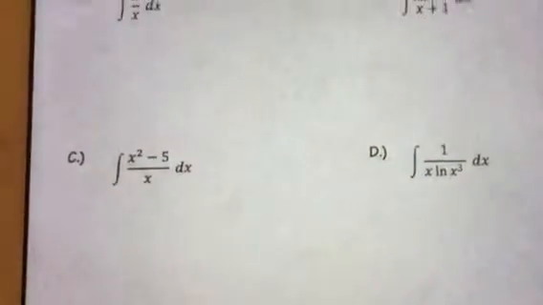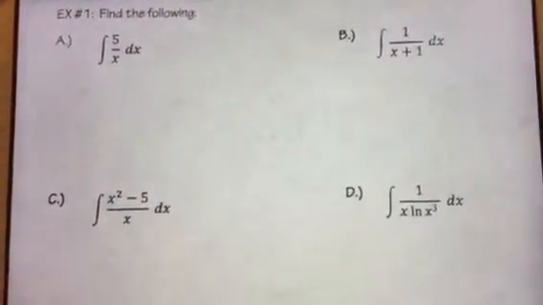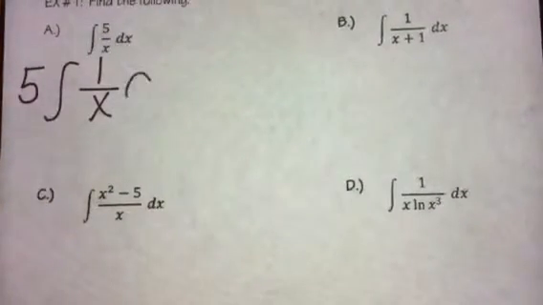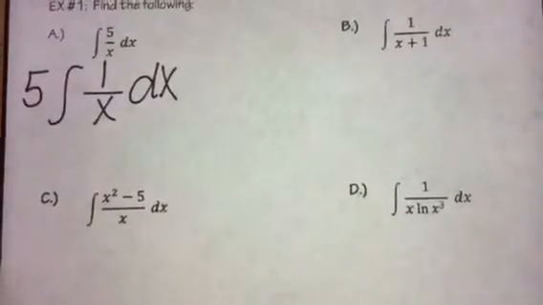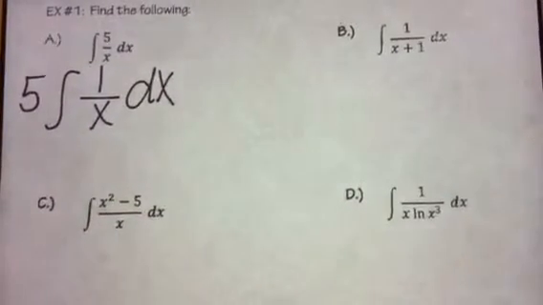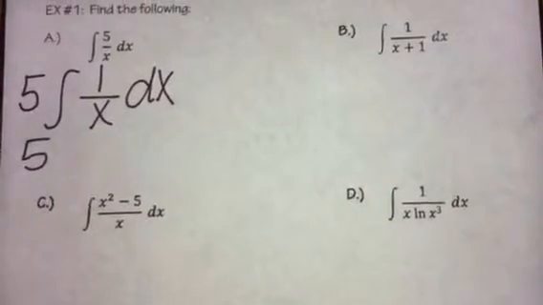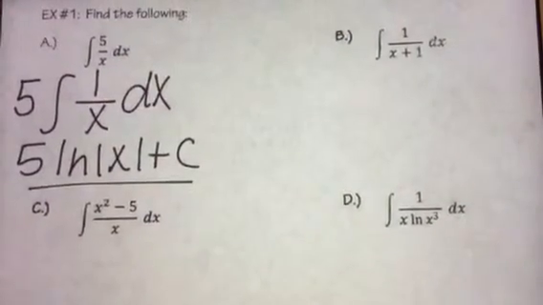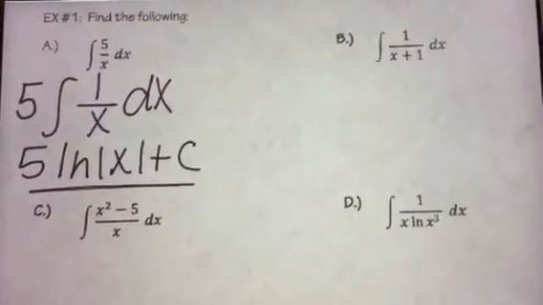Okay, so for example A, what we're going to do first is pull out a 5, and then we're left with the integral of 1 over x dx. And if you look back at the top of these notes, 1 over x dx is just simply ln of absolute value of x plus c. Don't forget to bring back in your 5 being your constant.